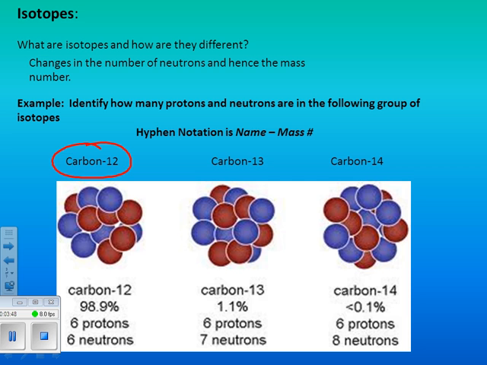just our regular old carbon-12. Make sure you remember that this number here is your mass number. You write it with hyphen notation using the name of the element, which in this case is carbon, then a hyphen, and then the mass number next to it. That is what we call the hyphen notation for isotopes. So carbon-12, 12 is your mass number.